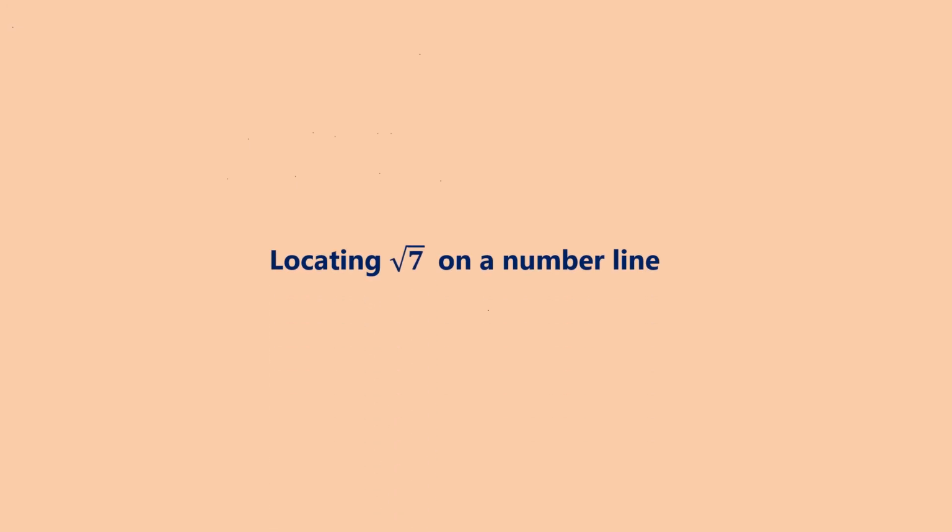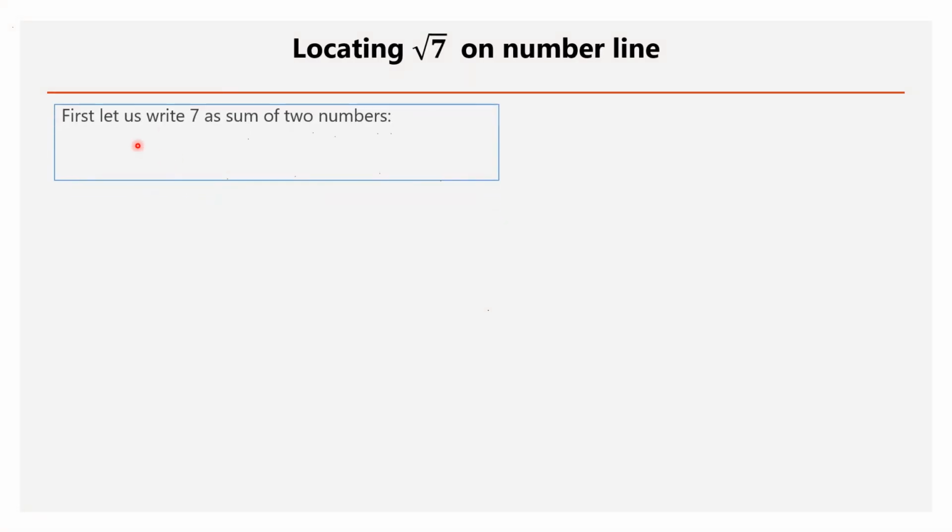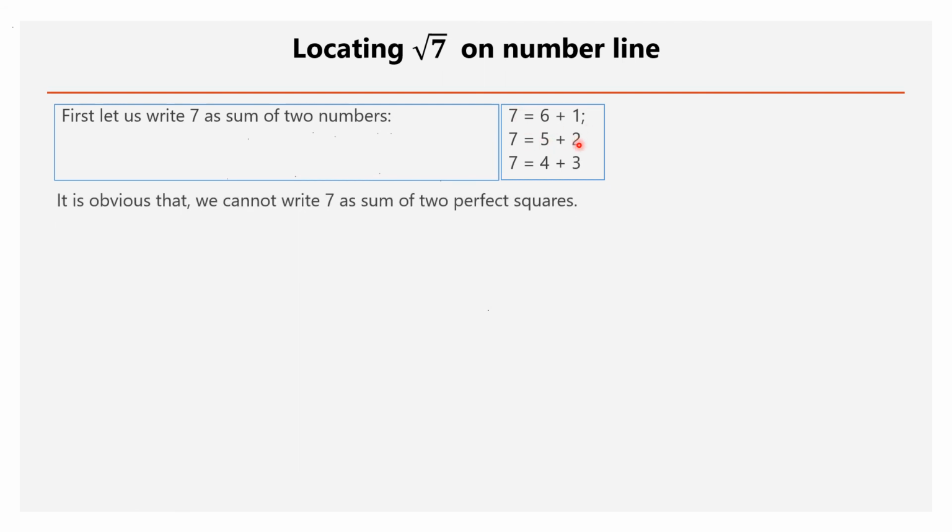How to mark square root 7 on a number line? Let us write 7 as sum of two numbers. 7 is equal to 6 plus 1, 5 plus 2, 4 plus 3. We can continue as 3 plus 4, 2 plus 5, 1 plus 6. But we know that those are the repetition of these same three combinations. From this we understand that we cannot write 7 as sum of two perfect squares.